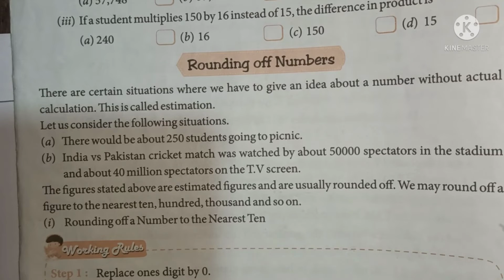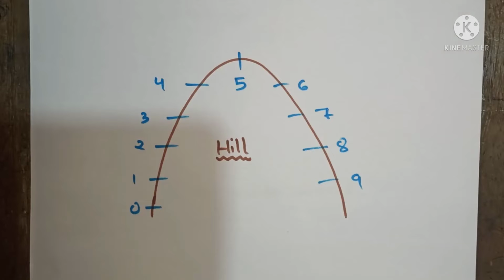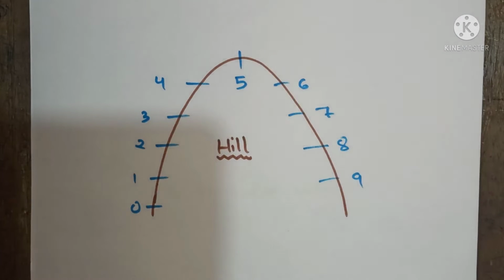We may round off a figure to the nearest 10, 100, 1000 and so on. So to estimate any figure, we have to round off the numbers, and we can generally round off to the nearest 10, nearest 100, nearest 1000 and so on. It continues. Now let us see how we can round off the numbers. Here you can see I have made a hill. Now we will be learning the concept of rounding off the numbers using this hill. Let us see how.